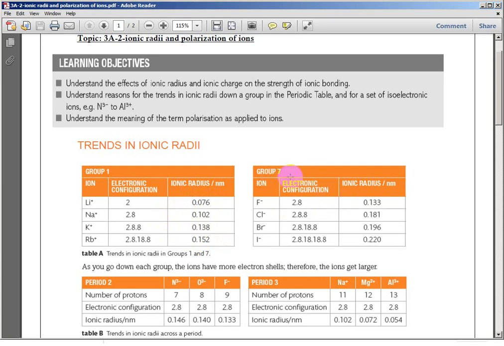In a group like group 7, the elements fluorine, chlorine, bromine, iodine, astatine, the ionic radius down the group increases from 0.133 to 0.220. So ionic radius increases. Why? Down a group the number of shells increases. As you go down the group the ions have more electron shells, therefore the ions get larger.